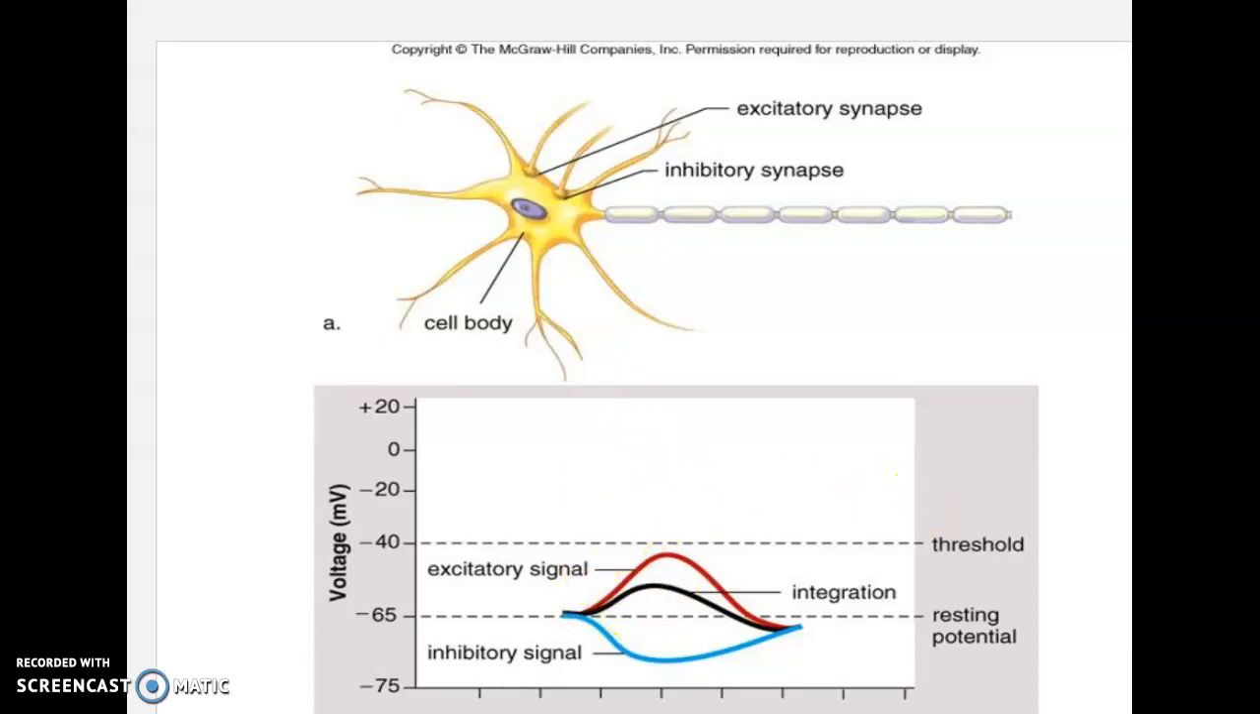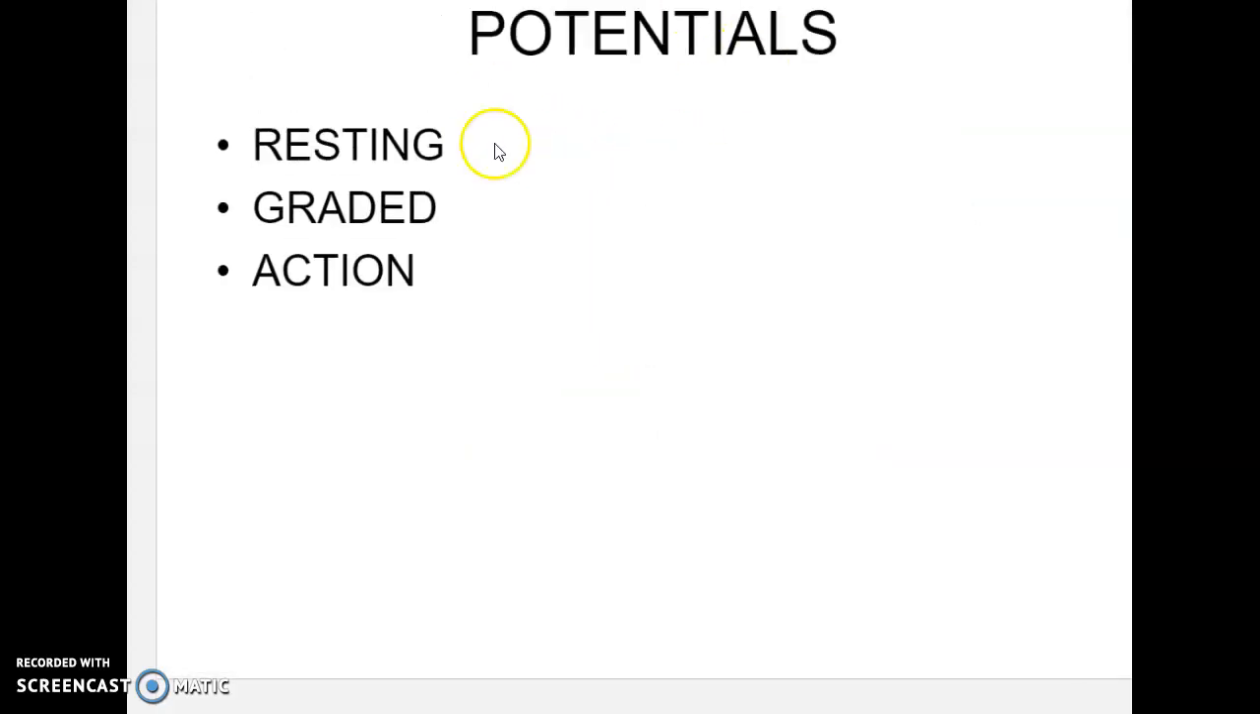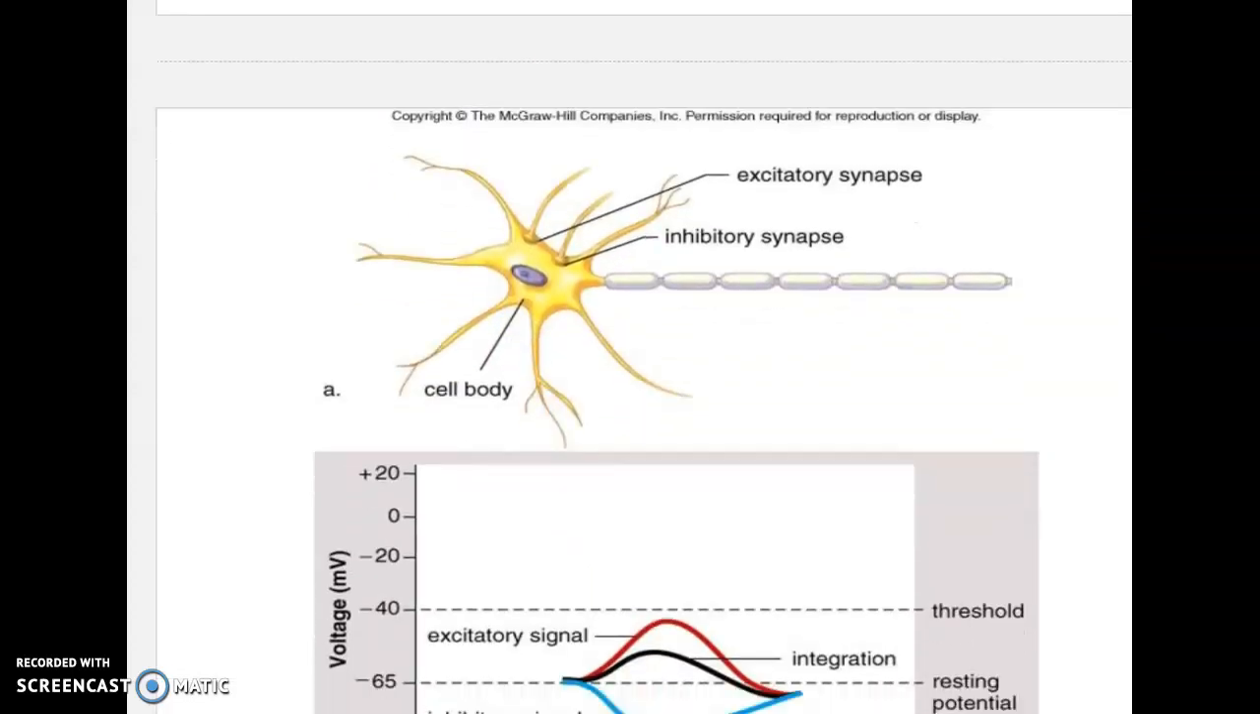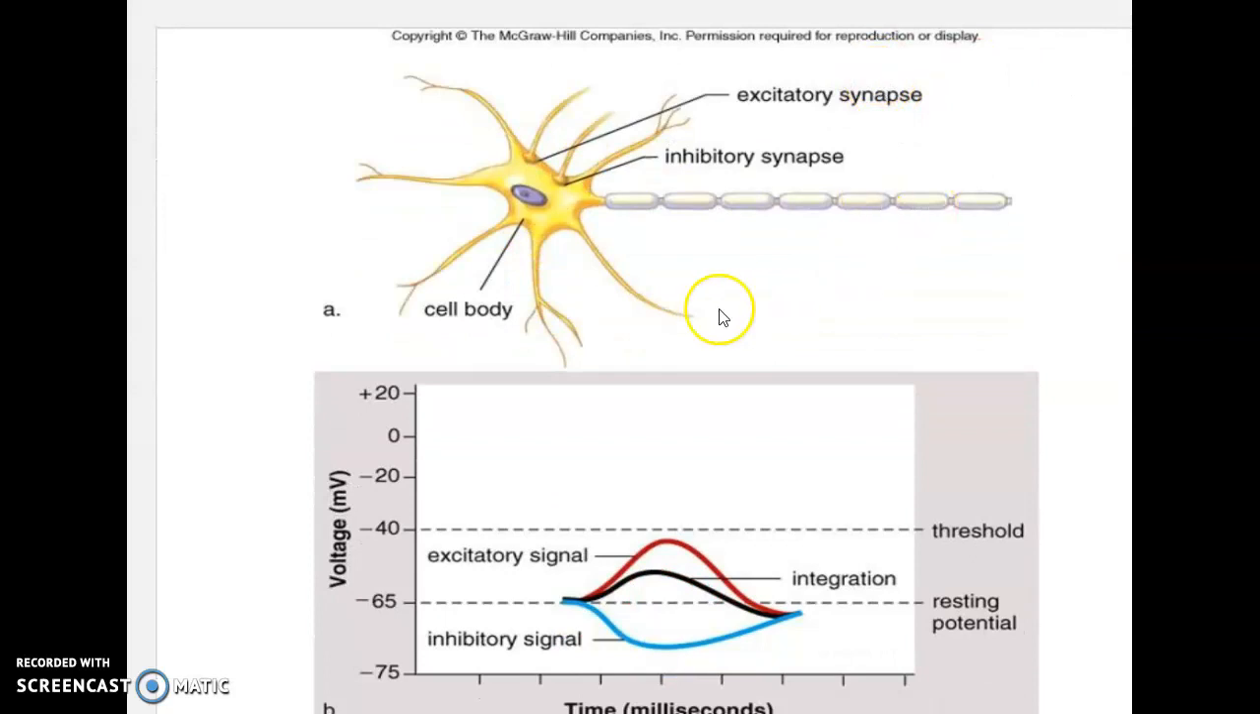Okay, now, so again, I have three potentials: resting, graded, also called synaptic potential, and action potential. Okay, where do they occur on the cell? Well, resting occurs everywhere. Graded or synaptic only occurs where the synapses take place, which is in my dendrites and nerve cell body. And action potential only occurs starting at my axon hillock, where the axon attaches to the cell body, throughout the rest of the axon.